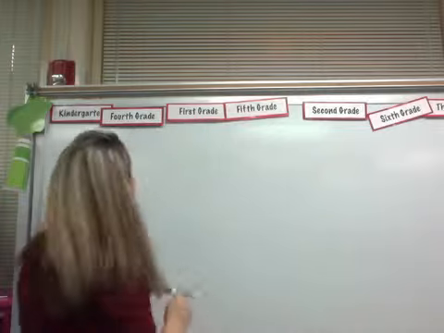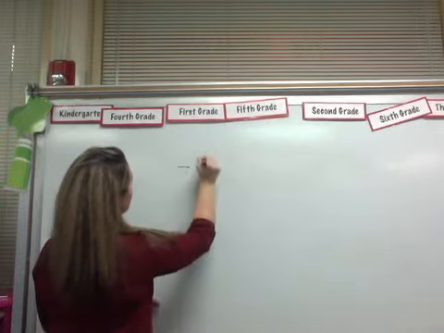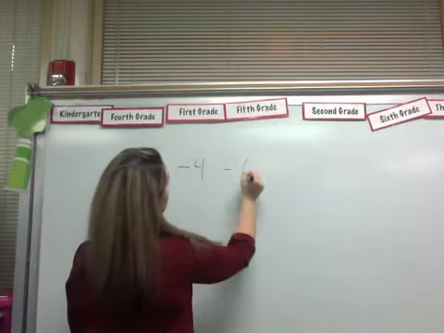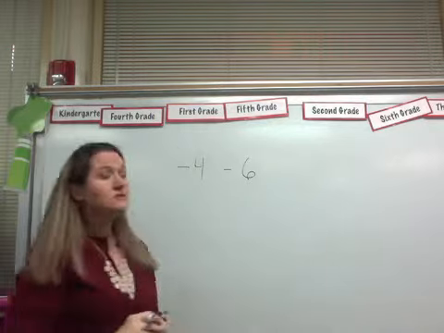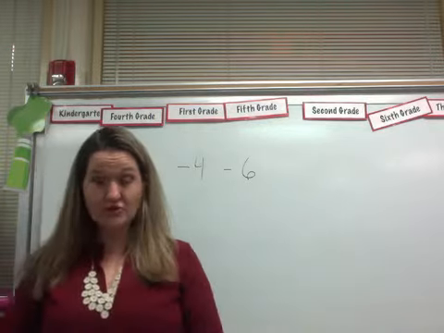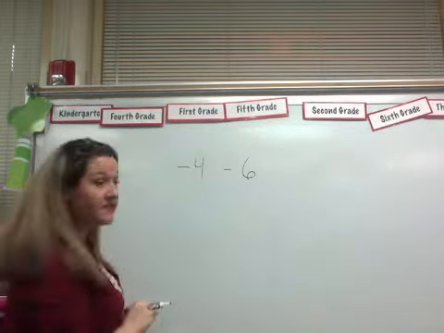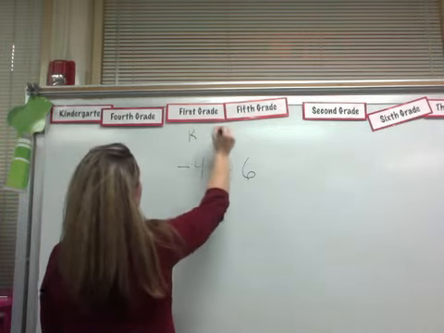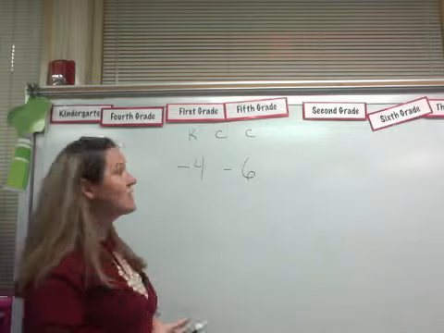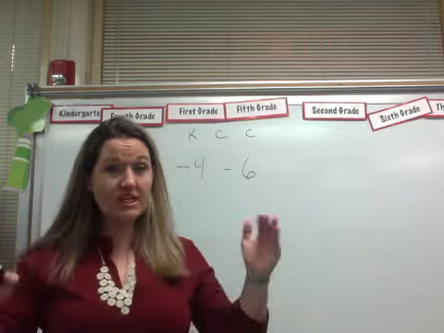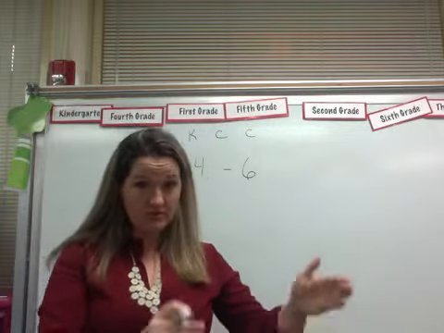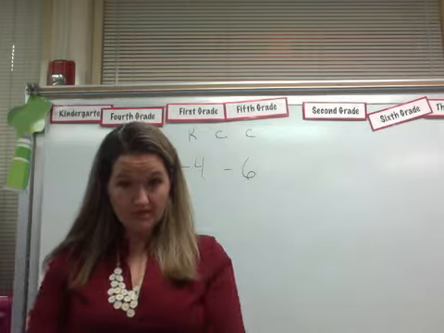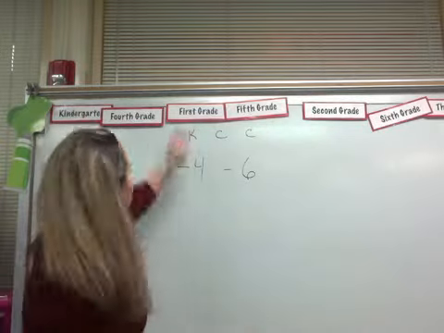Say we've got negative 4 minus 6. The strategy I'm going to show you is called keep, change, change. What that means is we look at the sign of the number, the process, and then the sign of the next number.